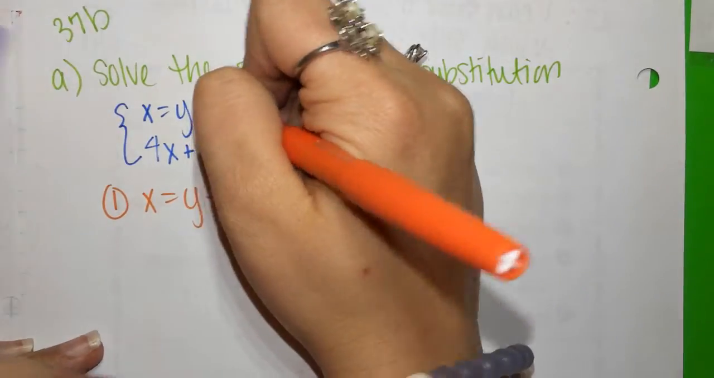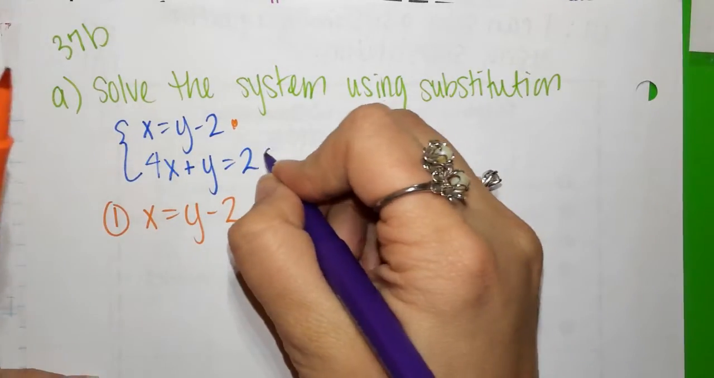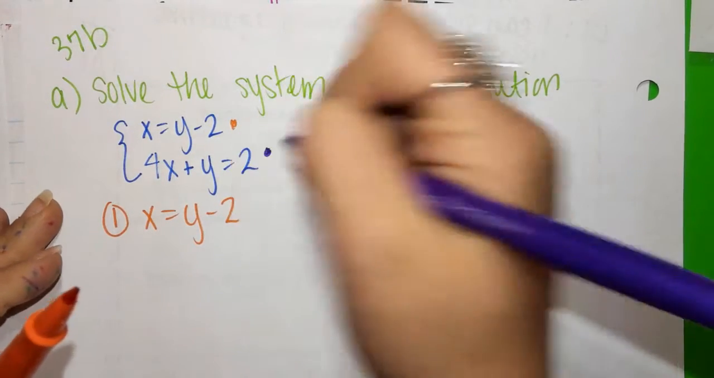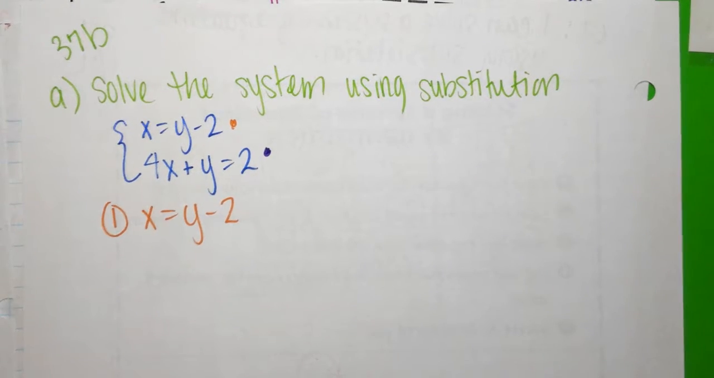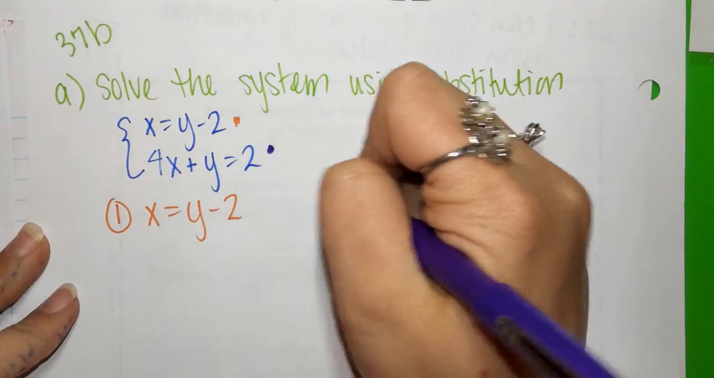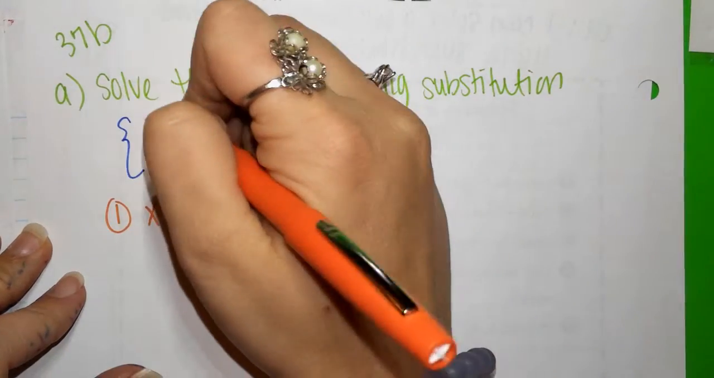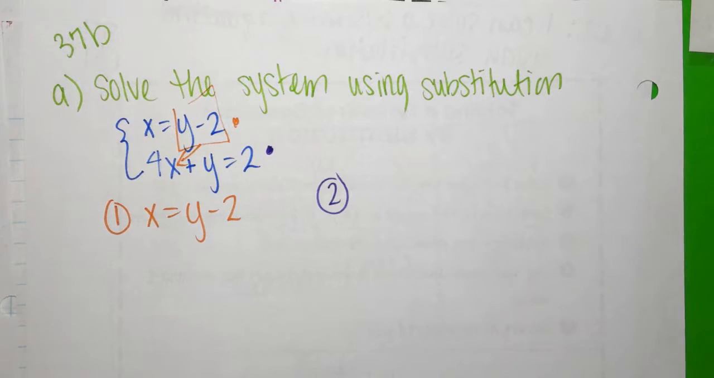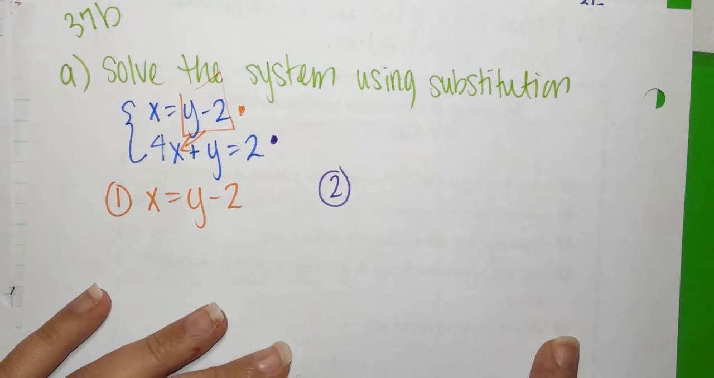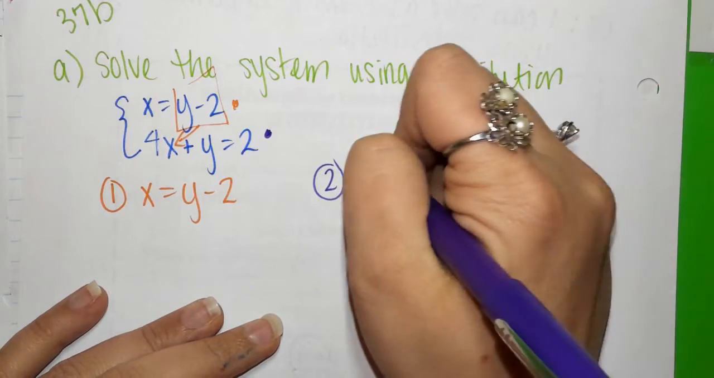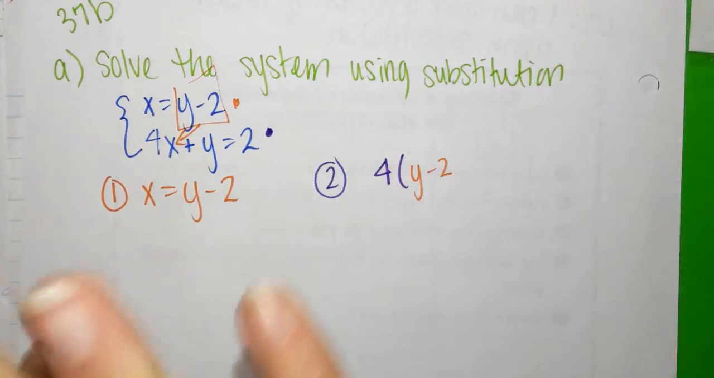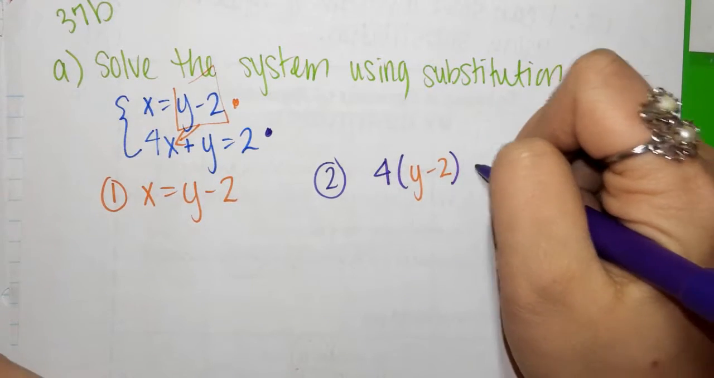This one's going to be orange. This one's going to be purple. Now, step 2, we substitute. So, I'm going to take what I know that x equals, and I'm going to plug it in for x in my other problem. Is everybody with me? So, how would I write that? 4, then parentheses, y minus 2, and then close parentheses, then plus y.